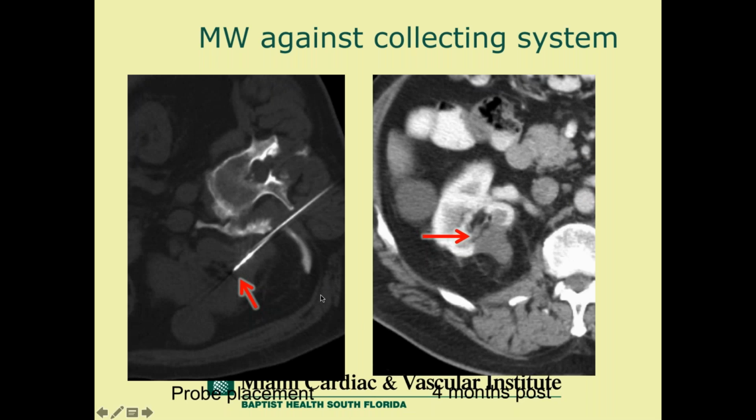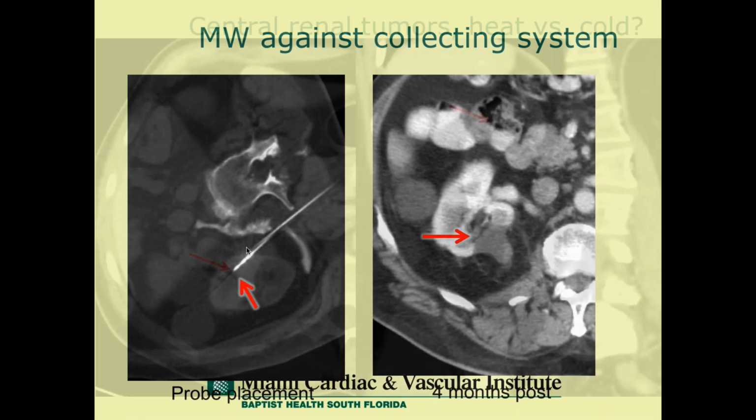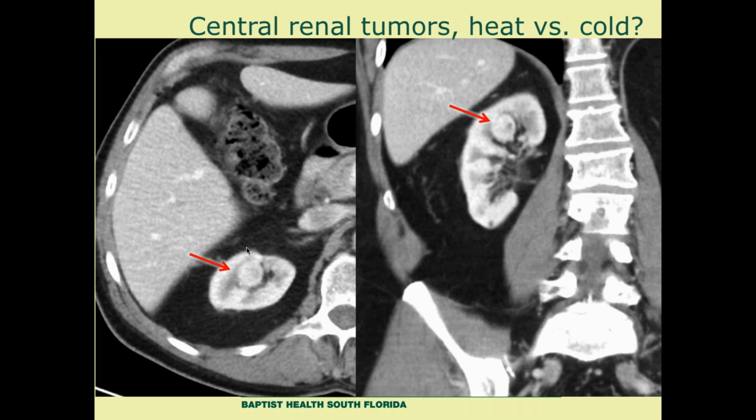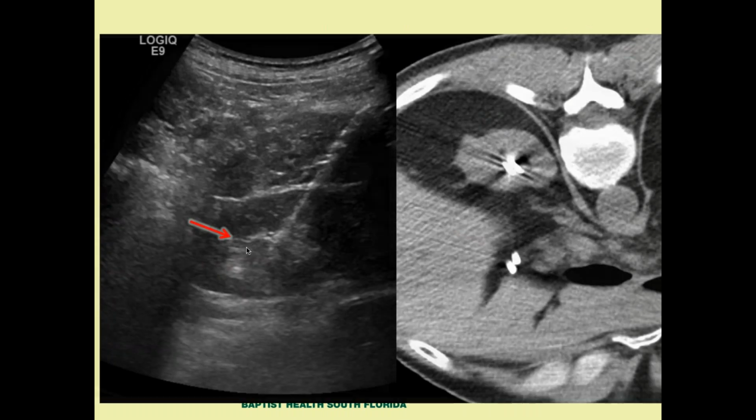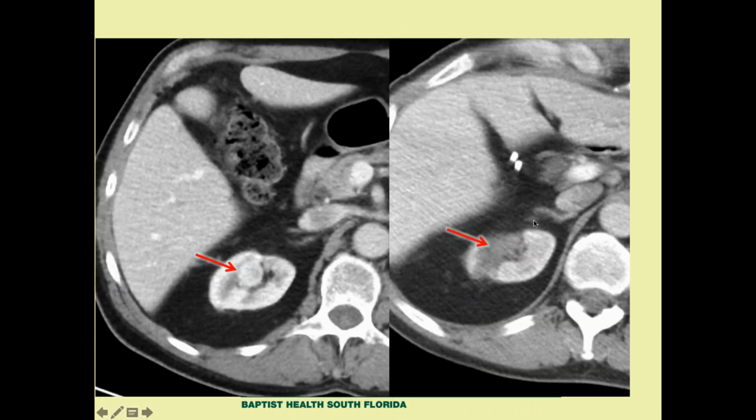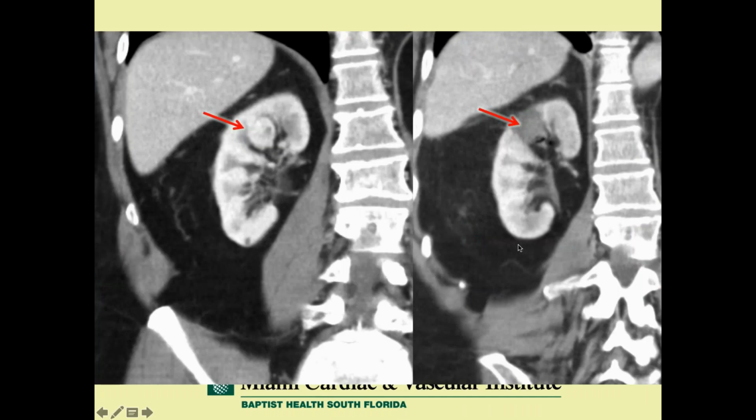I think we still need to know, in a more central lesion, do you want to use an antenna with microwave to help protect the collecting system? And I think those are things that we're trying to figure out, which situations are tools best used to diminish our risk of a complication. So again, here's that central lesion, and afterwards it's therapy.